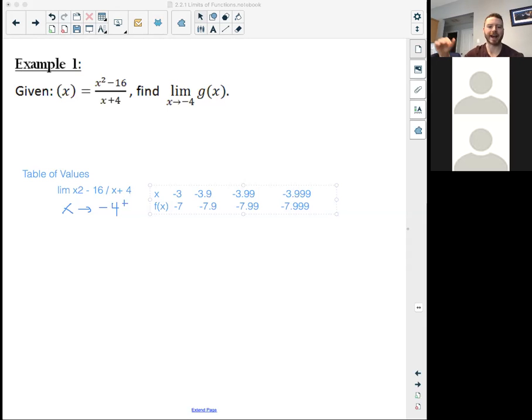Looking at our table of values, as we approach -4 from the right hand side, what is the limit of this function? -8? Yeah, perfect. So therefore, the limit is equal to -8. Good. So now we're going to do the same thing, but we're going to approach -4 from the left-hand side.